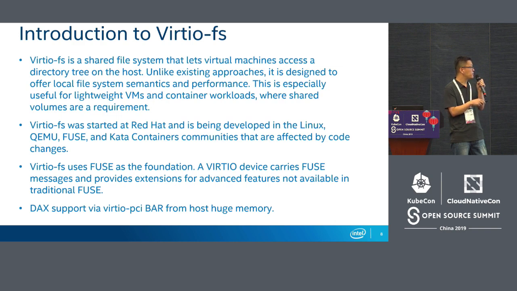Actually, it includes four parts. The first one is Linux: you need to add a Virtio transport layer above the Linux Fuse driver. The second one is QEMU, and then Fuse, and Kata Containers in 1.7. The modification has already been added.